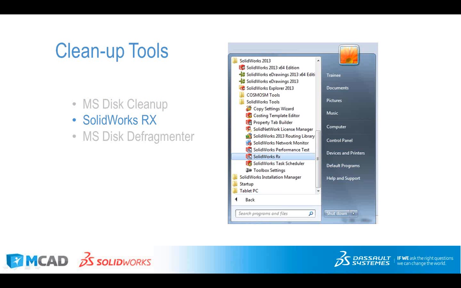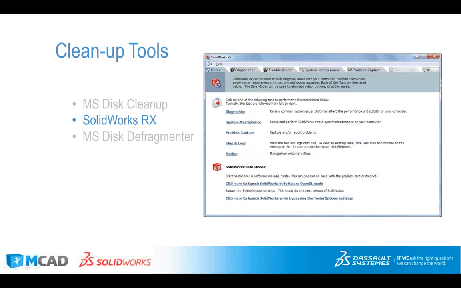Under your Start, All Programs, you'll look under your SolidWorks directory and you'll see SolidWorks Tools. And the SolidWorks RX has several different tabs up top. It's commonly used as a problem capture and log file capture. So if you are experiencing stability issues and you're working with our support team, this tool can definitely be very helpful in getting to the bottom of what might be causing some of those issues. It'll log as well as has a video record, so we can see what you're doing on your screen as the problem's occurring.